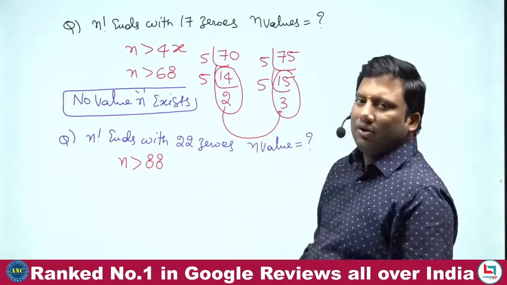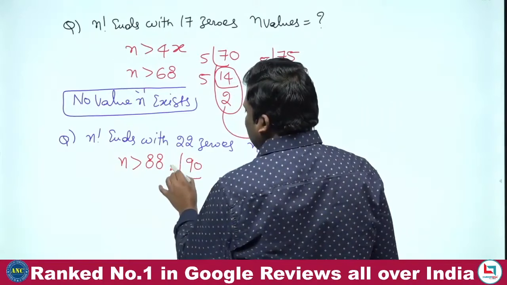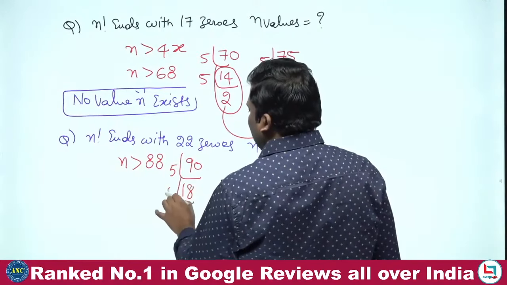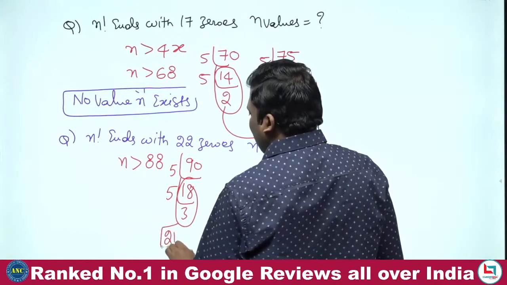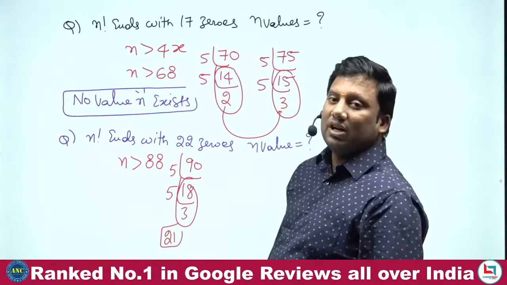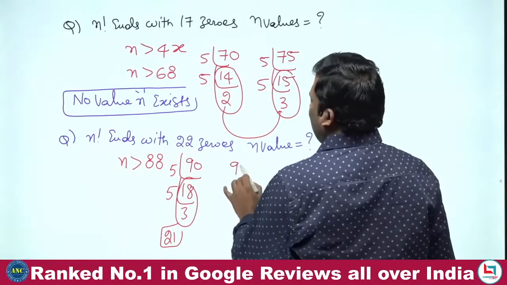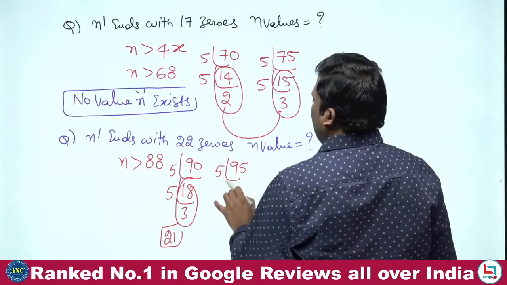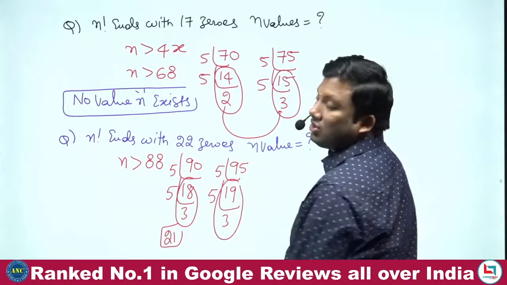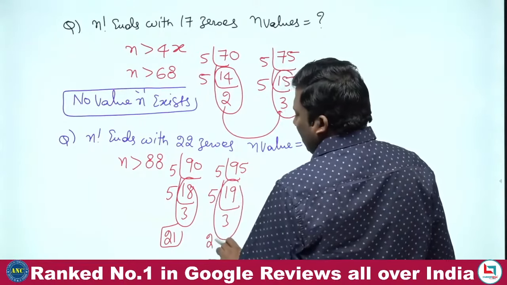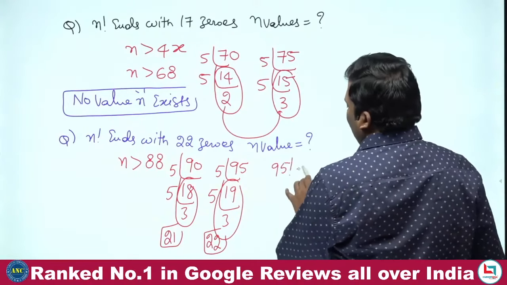Directly you will go to that value where it is oscillating. What is the multiple of 5 just greater than 88? 90. 5 18s are 90. 5 3s are 15. 18 plus 3, it is 21. 90 factorial ends with 21 zeros, but I want 22 zeros. Let me go to the next multiple, 19. 5 19s are 95. 5 3s are 15. 19 plus 3, 22. That means 95 factorial contains 22 zeros.